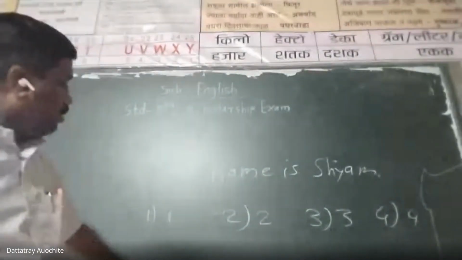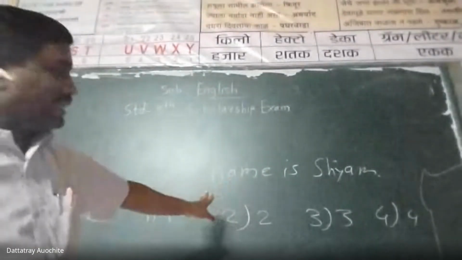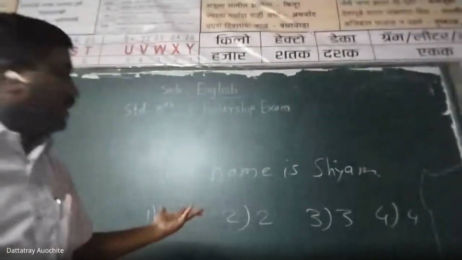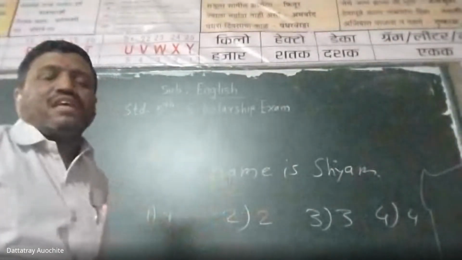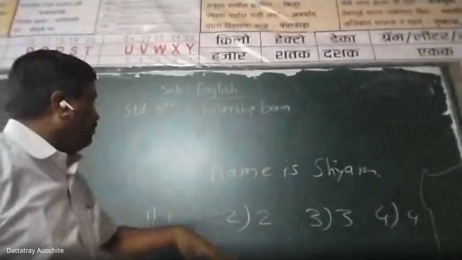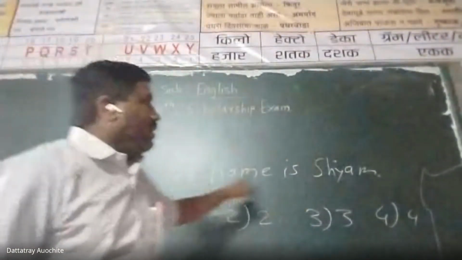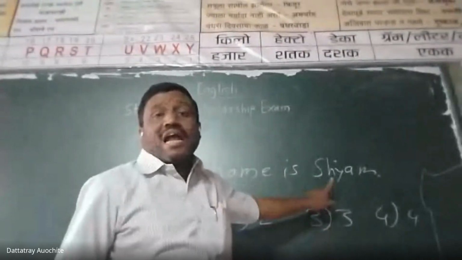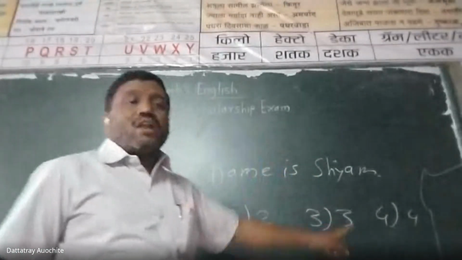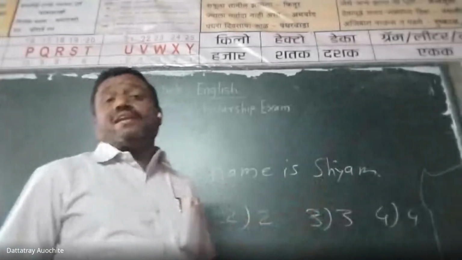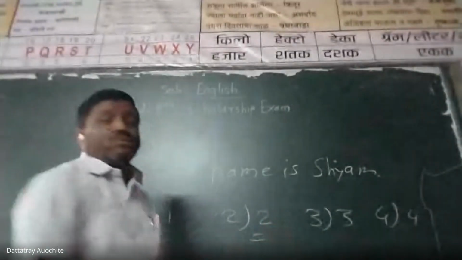So, my name is Sham. In this sentence, how many words should begin with a capital letter? Your answer might be two, because the beginning word and the proper noun are always written with a capital letter. And that's why the answer is two.